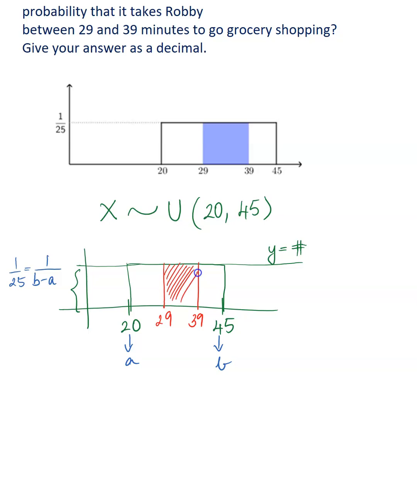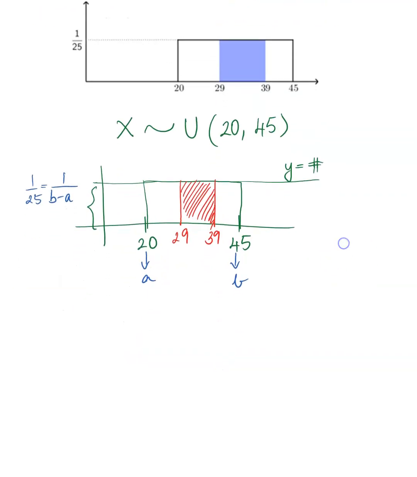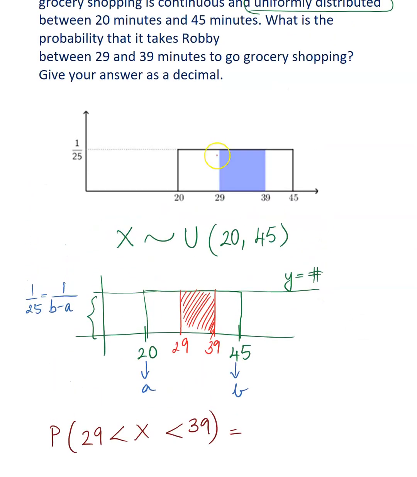So the question is, what is the probability that it takes Robbie between 29 and 39 minutes to go grocery shopping? All right, so I showed you how to construct it, but now let's answer the question. So what's the probability of X, the time for grocery shopping, to be between 29 and 39 minutes? So you're only focusing on this red region, or if you go back to the original graph they gave us, it's the blue shaded region. You're only interested in the blue shaded region. So find just the area of the blue shaded region.